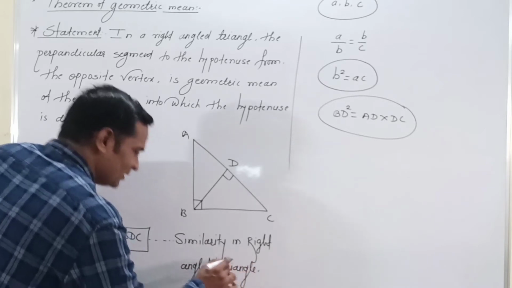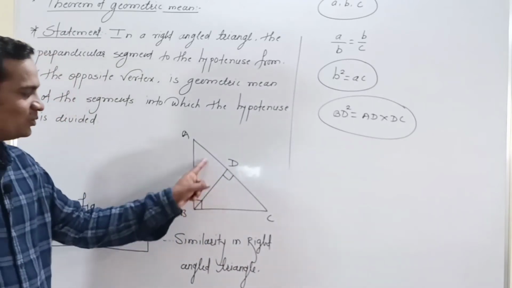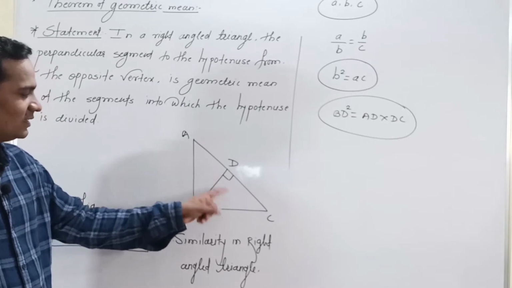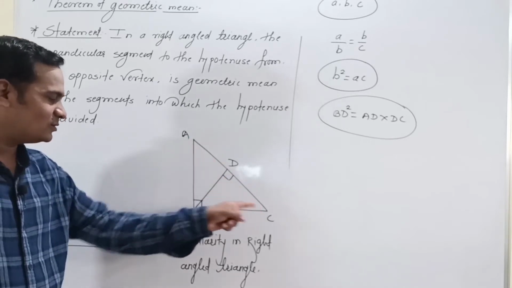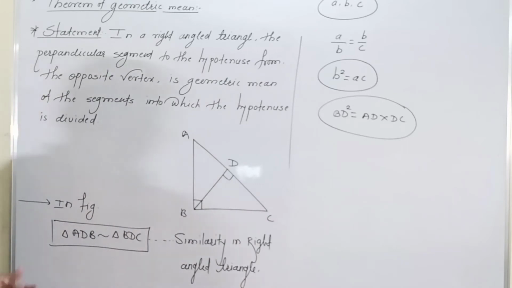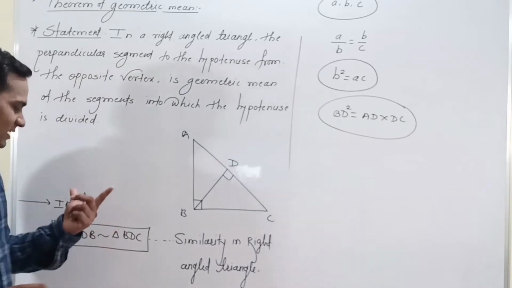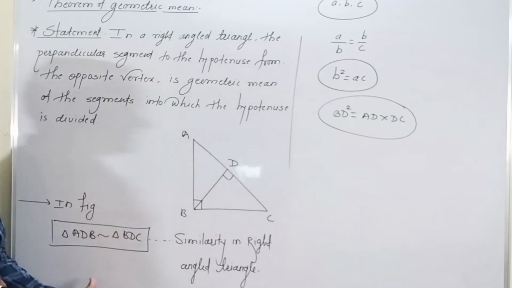Okay, we know that if this is a perpendicular, then these two triangles are also similar, not only to each other, but these two triangles are also similar with the original triangle. Now this is the similarity. Okay, now as we discussed in the similarity chapter, if two triangles are similar, then corresponding sides are in proportion.